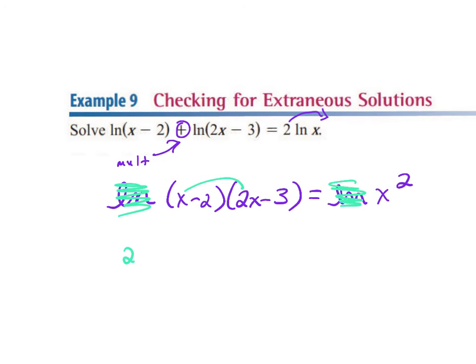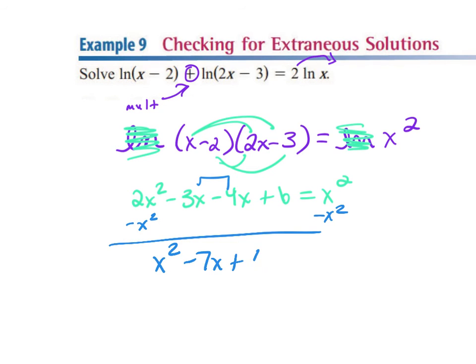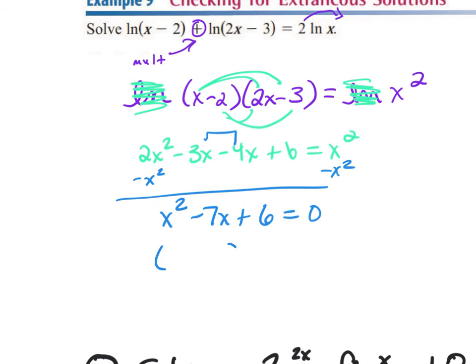FOIL: x times 2x is 2x squared. x times negative 3 is negative 3x. Negative 2 times 2x is negative 4x. And a negative times a negative is plus 6, equals x squared. What should I do now? Subtract x squared and combine like terms, agreed. So I have x squared minus 7x plus 6 equals what? Zero. Do I know how to solve this? Yes. Negative 6 and negative 1. So I get x equals 6 and x equals 1.